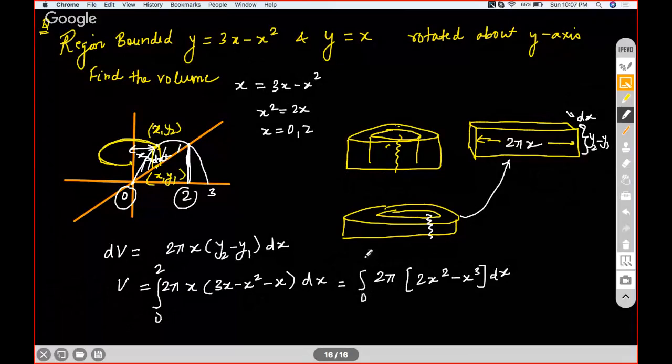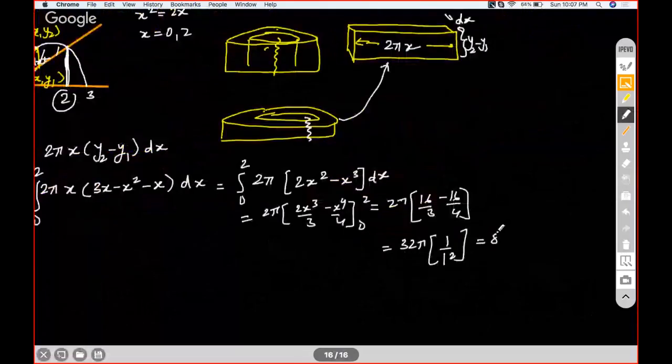That will be 2 pi times 2x cube by 3 minus x4 by 4, from 0 to 2. So 2 pi times 16 by 3 minus 16 by 4. If I'm not wrong, it will be 32 pi times 1 by 12. So that's 8 pi by 3 cubic units. Is that fine?